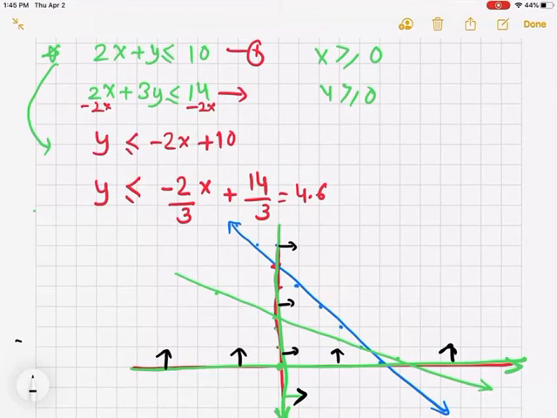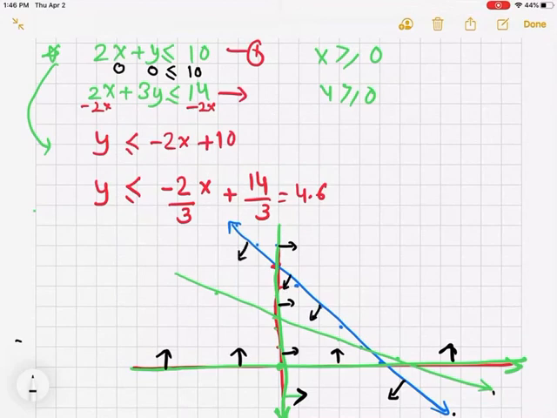Okay, I still have this green one and blue one here. So I'll do the first one, which is at 10. I'll pick 0. You can use the original one or you can use the simplified one, it doesn't matter. 0 for x and 0 for y. 0 is less than 10, which is true. So I would shade towards 0, 0.